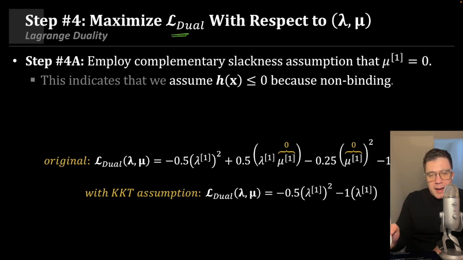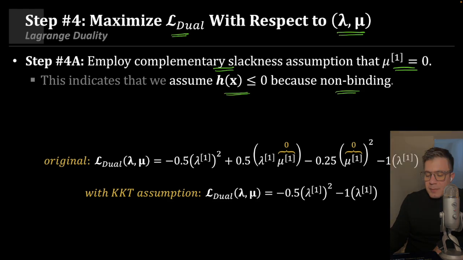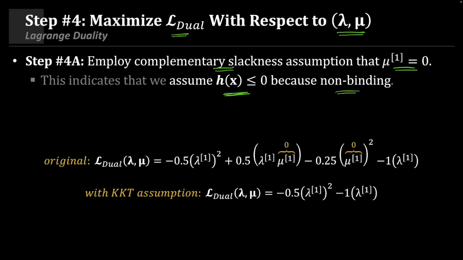Okay, so again, we're going to maximize the dual Lagrange function with respect to lambda and mu. We're going to employ complementary slackness, but this time with a different assumption. And again, we assume this constraint was non-binding, so h of x is less than or equal to 0. Now, unlike the previous case where the dual Lagrange function was unchanged before and after we applied the KKT assumptions, in this case it will be changed, right? Because everywhere we see a mu1, we're assuming that's equal to 0. So this goes away, and you end up with this and this. You end up with a dual Lagrange function that is only defined in terms of lambda.